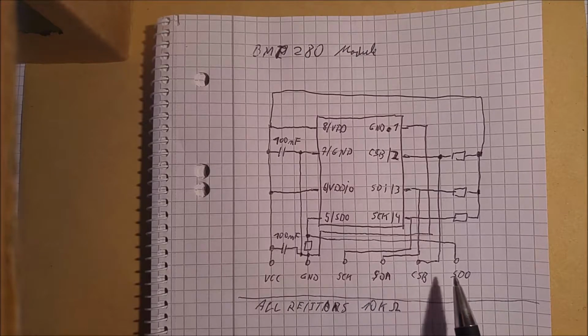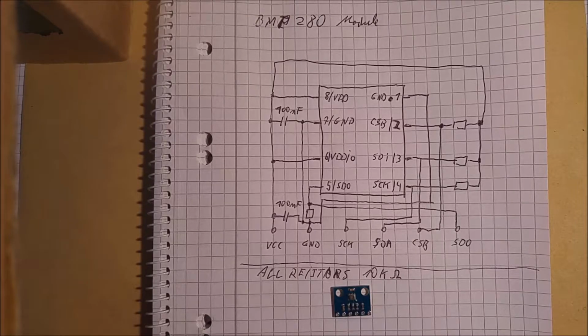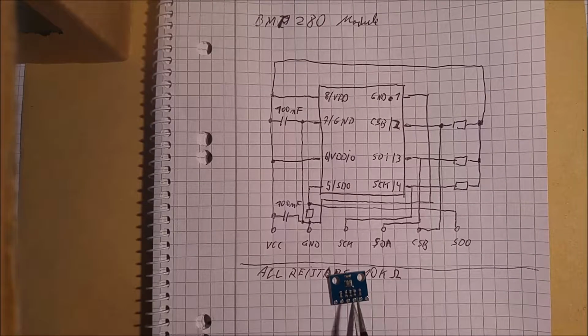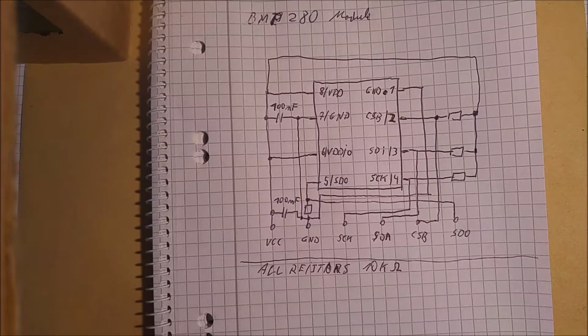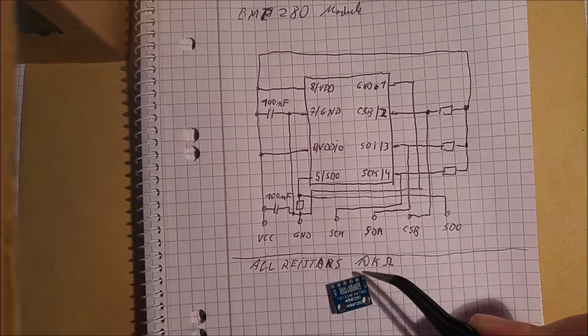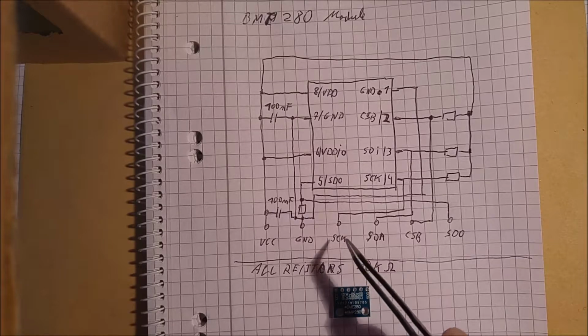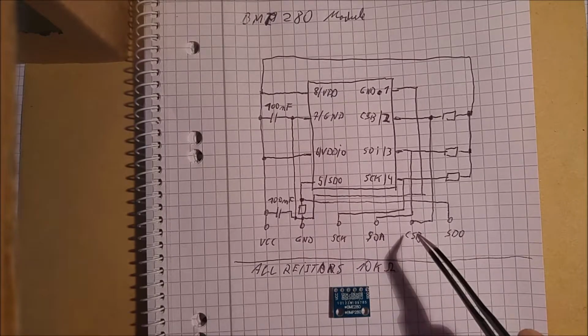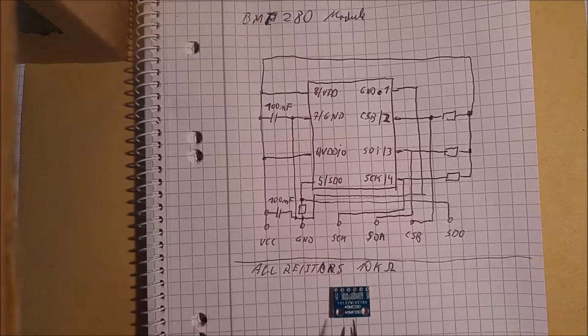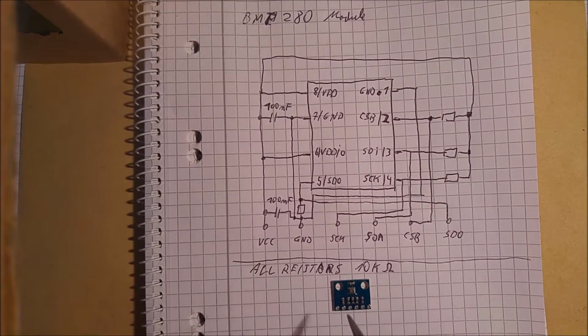here, these are the six connectors of the module itself. So, just turn it around. VCC, GND, SCK, SDA, CSB, and SDO. So when we turn it around and orientate it with connections down, then it's the same. It's VCC, GND, and so on.